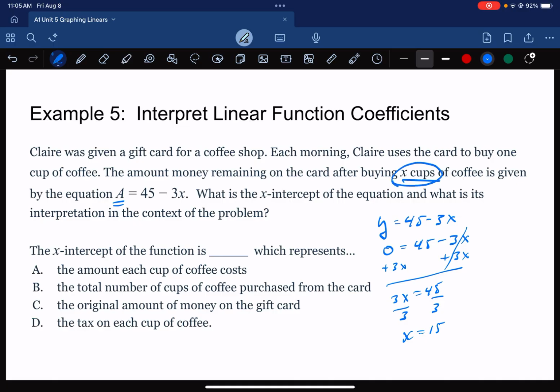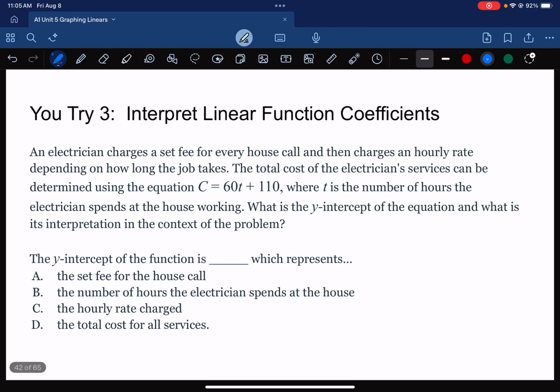Well, x is cups. So 15 is the number. Is that the amount or the cost for the coffee? No. The total number of coffee purchased from the card? Yes. Total number of cups. The original amount of money, that's the b value. The tax isn't even in the problem. The amount each cup of coffee costs, we know what that is. It's 3. Okay. All right. You try this one.